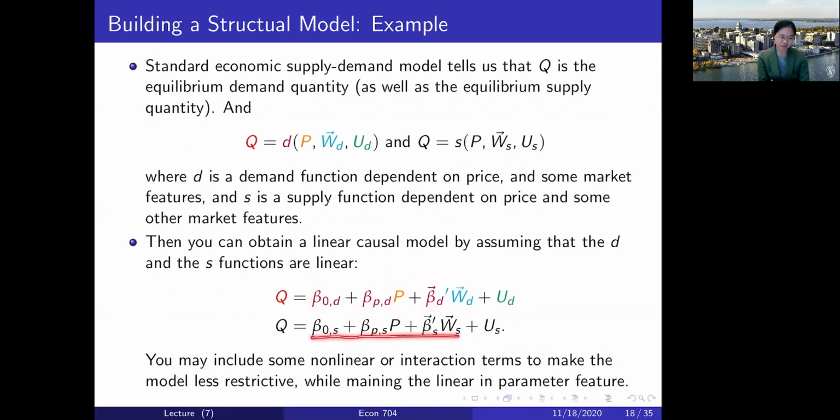And suppose the supply function also is linear for some beta S, beta PS, and beta S. So if you think this completely linear model is restrictive, you can somehow relax the linearity by including some nonlinear terms of W here, and that will not affect the basic structure of the model.